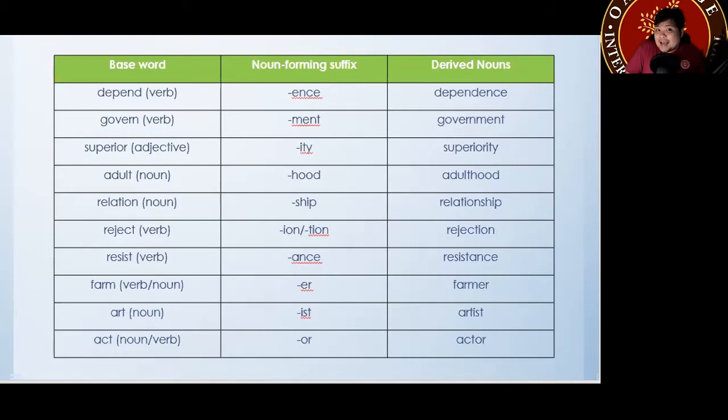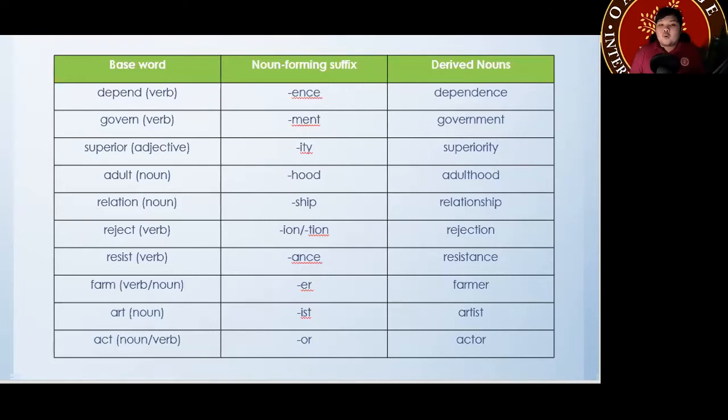Superior is an adjective. When you want to make it a noun, you add ity, that's a noun forming suffix. Superiority. Adult is a noun. You could change adult to a different meaning. Adult is someone who is not a child anymore. When you add hood, you make it a different word. Adulthood. This is the state of being an adult.